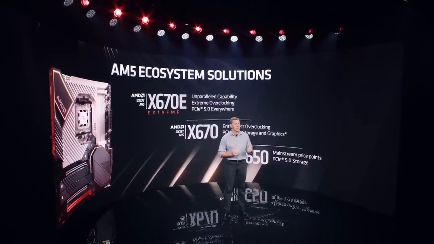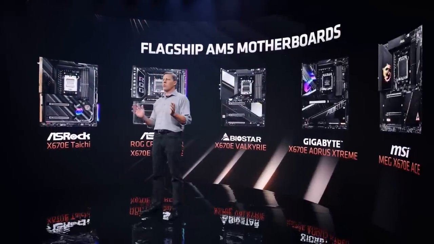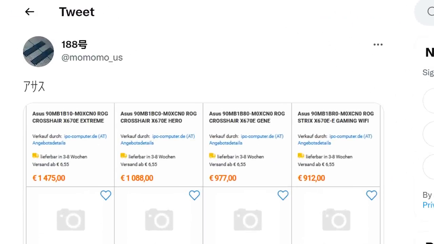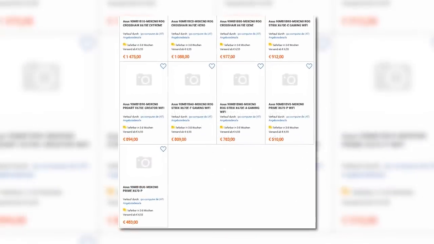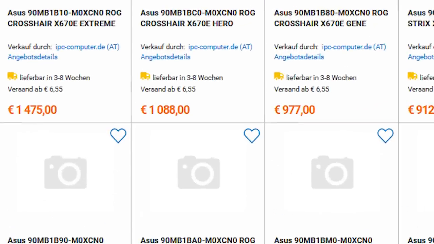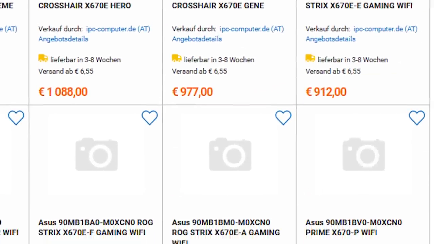First up for today, some of the first motherboards for AMD's Ryzen 7000 CPUs have become available for pre-order early, and the pricing will make you cry. The boards were originally found by Momomo_US, and as you can see, it includes a total of 9 boards from ASUS. The Crosshair X670E boards, their Strix boards, Prime, and more.